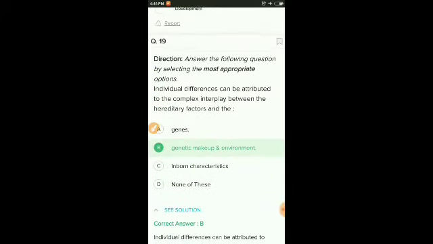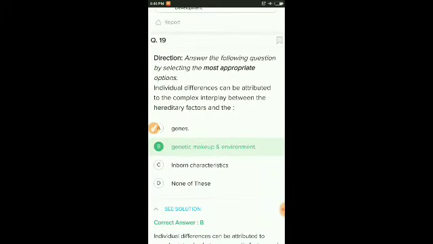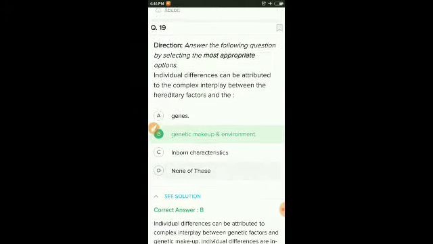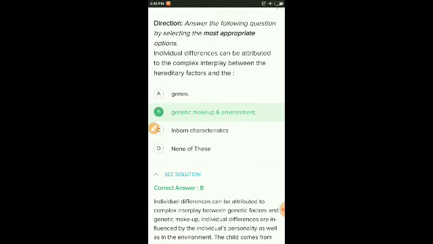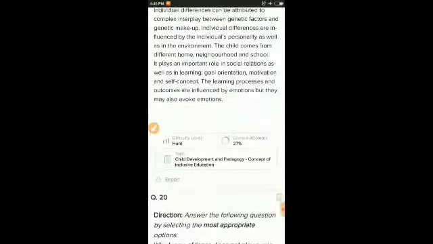Question number 19. Individual differences can be attributed to the complex interplay between hereditary factors and what? So why are we all individuals different from each other? It can be attributed to the complex interplay between hereditary factors and environment. Our genetic makeup and environment are responsible for it. It is also dependent on the individual.